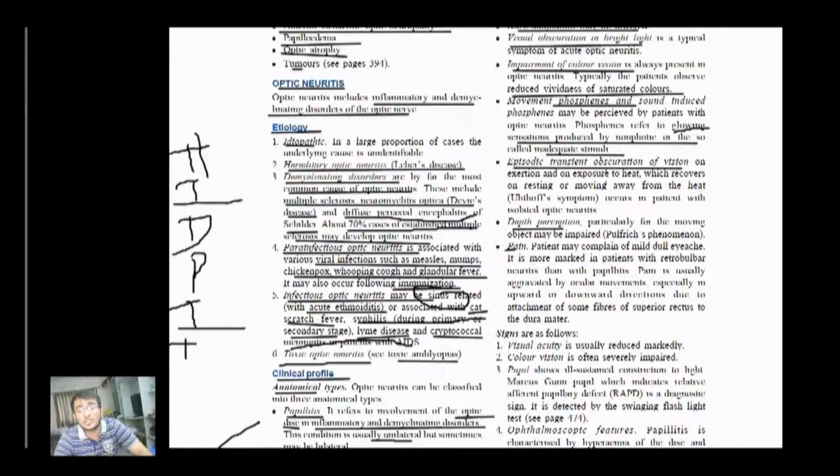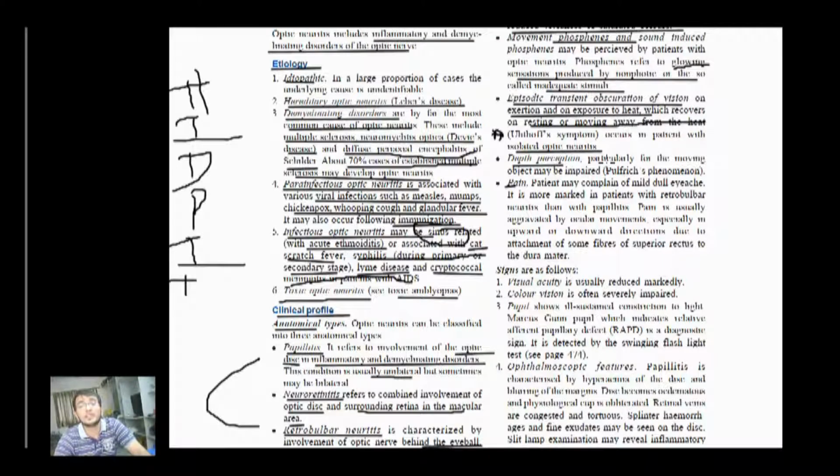Moving on to episodic transient obscuration of vision. So what does transient mean? Transient means for a short period of time. Episodic means it will come in episodes. So short episodes of obscuration of vision on exertion and exposure to heat, which recover on resting or moving away from the heat, are known as Uthoff's symptom. Very important. It occurs in patients with isolated optic neuritis.